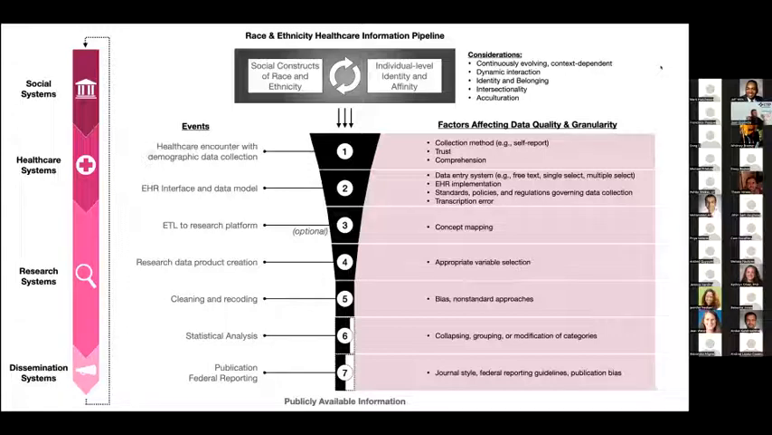But then when people interact with healthcare systems, that gets captured, right? And so that's what happens much lower.